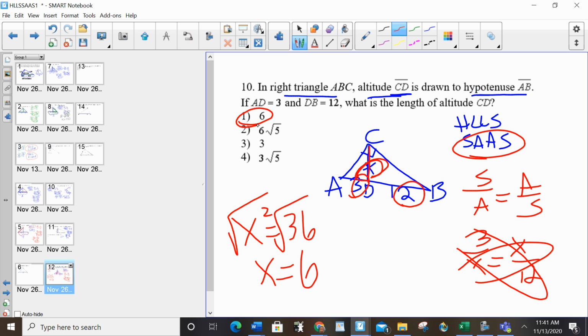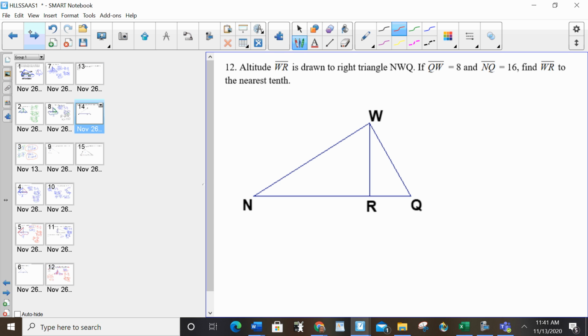So number 11 is the same type of thing where you're going to have to draw your own picture. So I used clues. Since AB was the hypotenuse, I knew that these had to be A and B, which made this C. Altitude CD, so I drew the altitude and I put the D there. Once I had my picture, it was pretty straightforward. One more type of question to go over. Number 12.